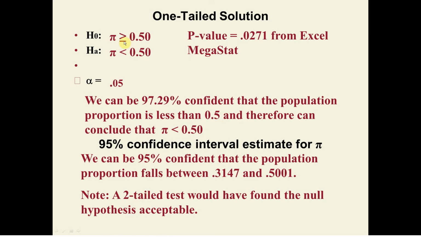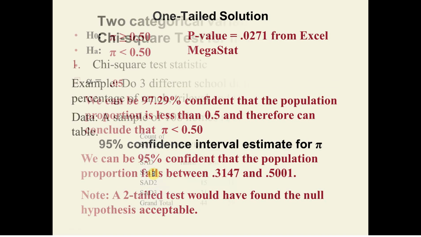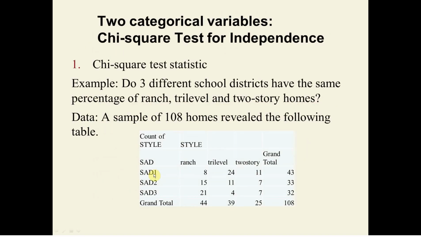Interestingly enough, if we did an equals and not equals test, we would have found that the null hypothesis would have been acceptable. In other words, we couldn't reject it. Why? Well, because we see that we have evidence to say that it is less than. So if there's evidence that it's less than, then there has to be evidence that it's not equal. Can we find evidence that it's not equal to? We don't know, because it could also be greater than. So that's an interesting little tidbit. You should try that out.